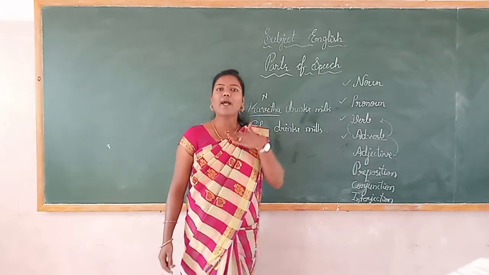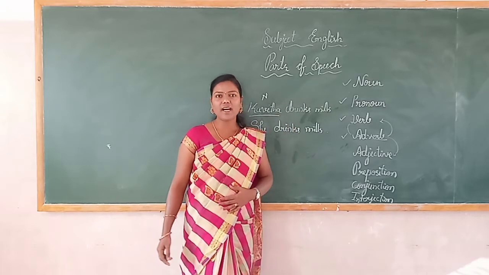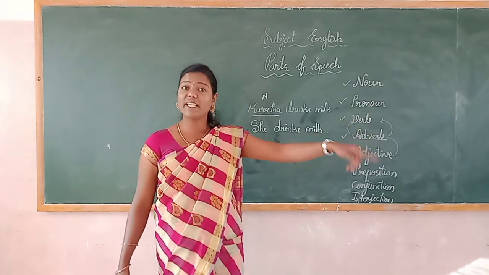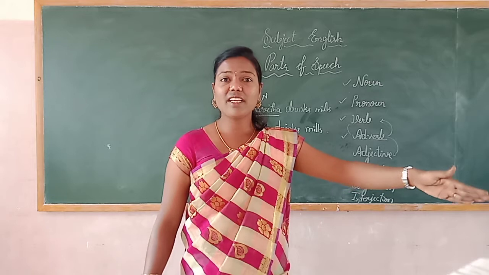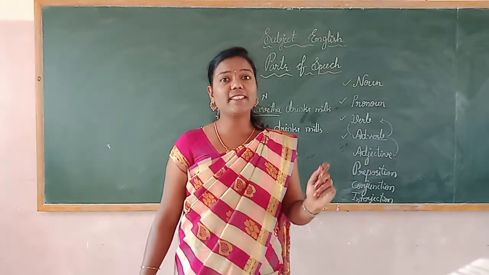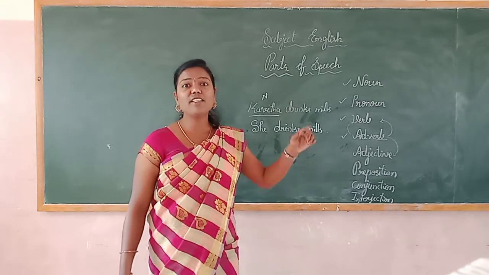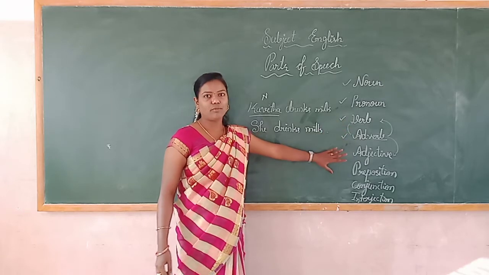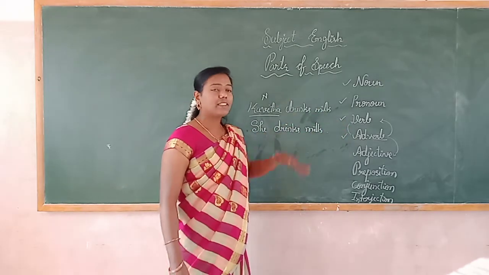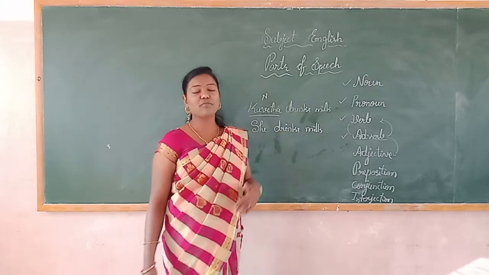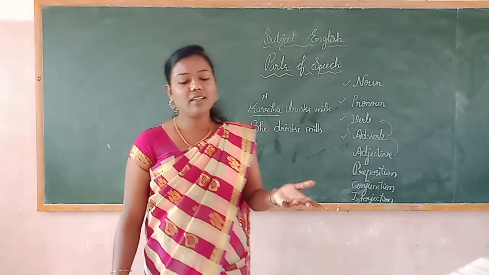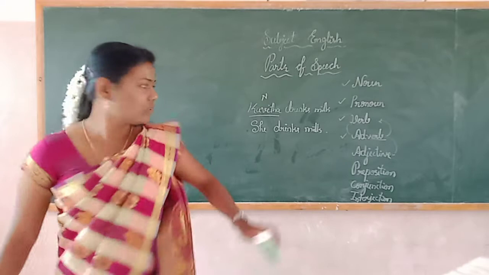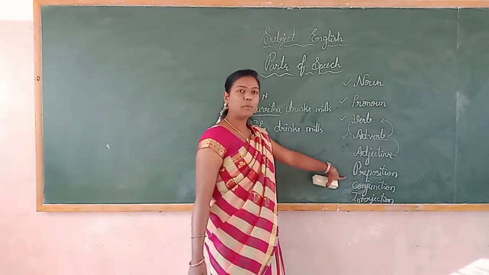For example, I am speaking loudly. Loudly is the adverb. And she runs very fast. Here, very. How does he run? He runs very fastly. Fastly is the adverb. But here, very is also describing the adverb. Okay, so it is adverb. There are so many examples for the adverb: beautifully, slowly, fastly, melodiously, like that. So in this class we will be discussing the adjective and preposition.